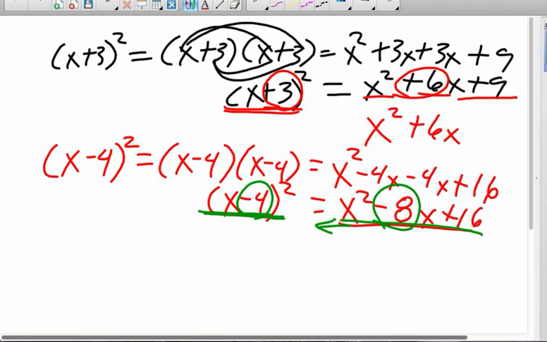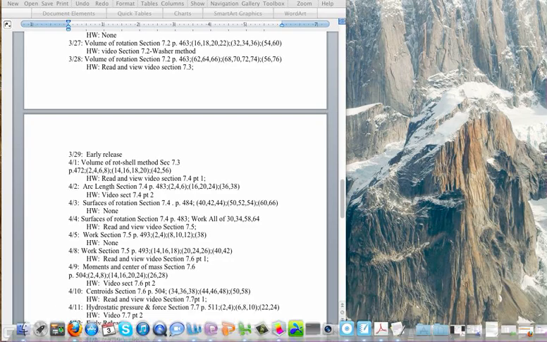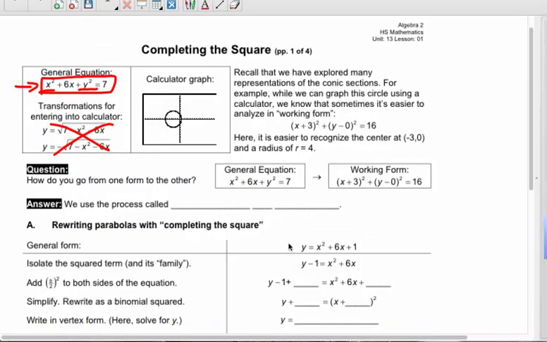Okay, so let's come back in and pull up our completing the square paper. All right? So how do we go from one to the other of these? We're going to use a process called completing the square.